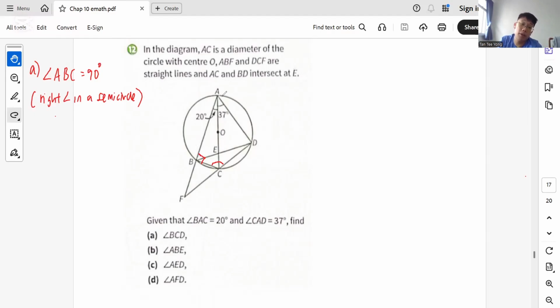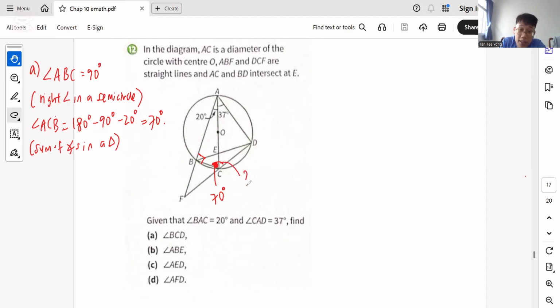Okay, so in order to find out what is ACB, angle ACB is equals to 180 degrees minus 90 degrees minus 20 degrees. So 70 degrees. All right, so this is sum of angles in a triangle. So this part here is 70 degrees. Okay, so same thing, I need to find this angle.